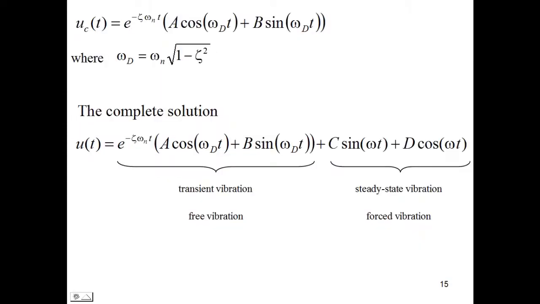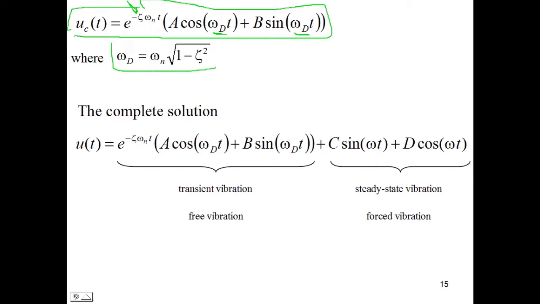It can also be shown that the complementary solution is, where zeta is the damping ratio and omega d is the natural frequency of damped vibration. The relationship between omega d and omega n is shown as follows. The complete solution is the sum of the particular solution and the complementary solution.